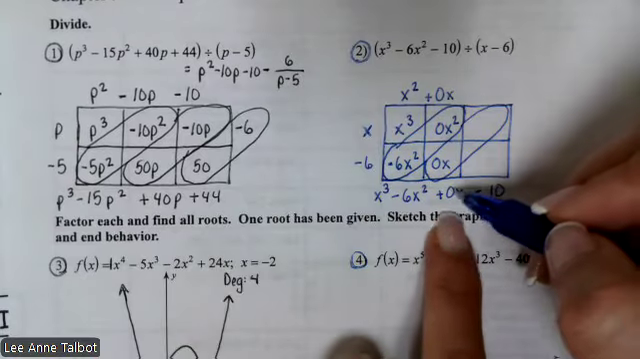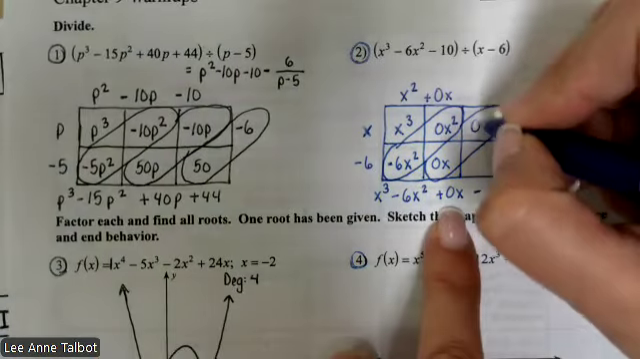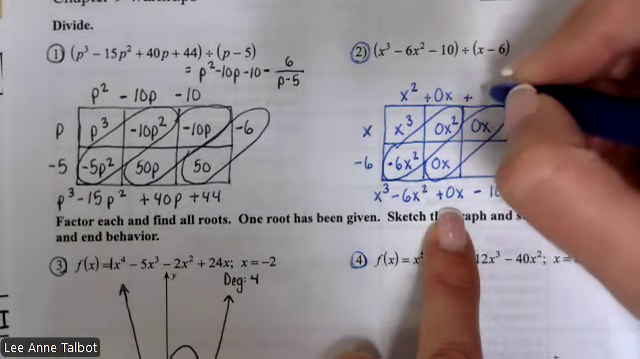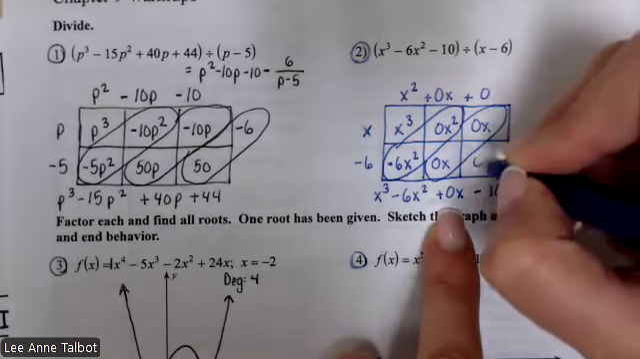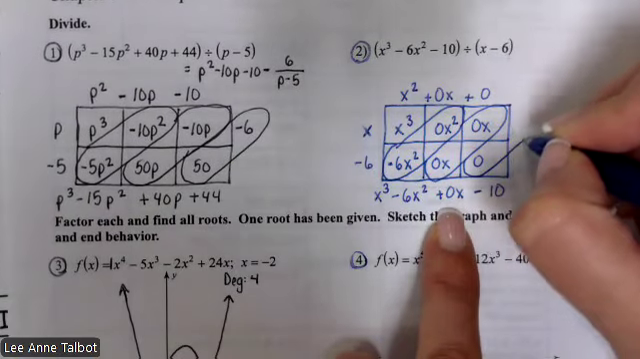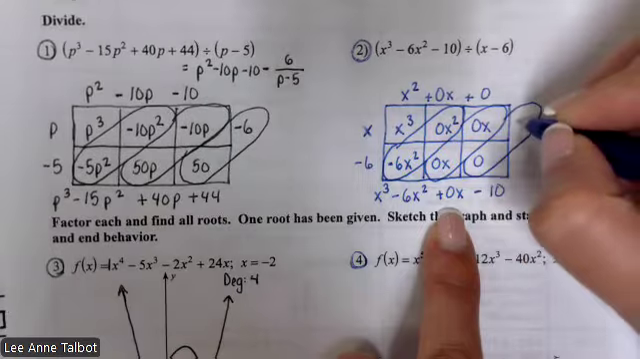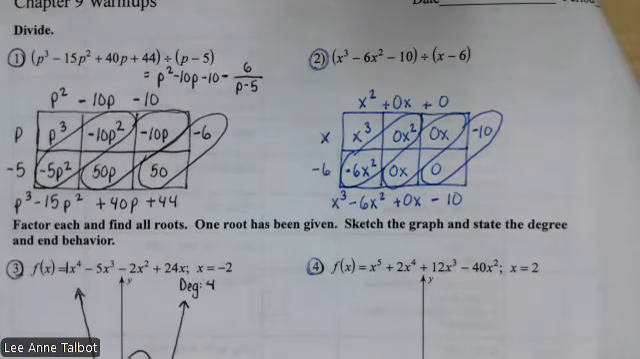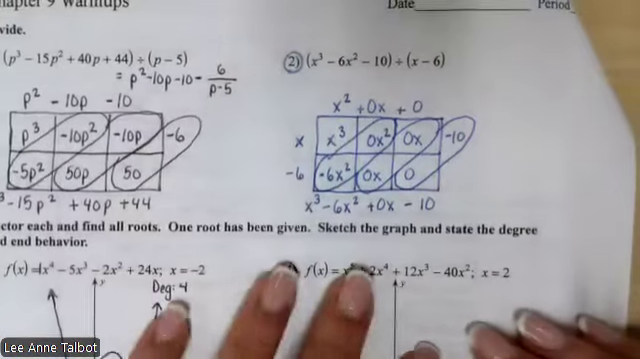Zero times 6 is 0. I have 0. I need 0. This is still going to be 0. So my remainder is negative 10. A little bit of a weird one, but good for us to do.